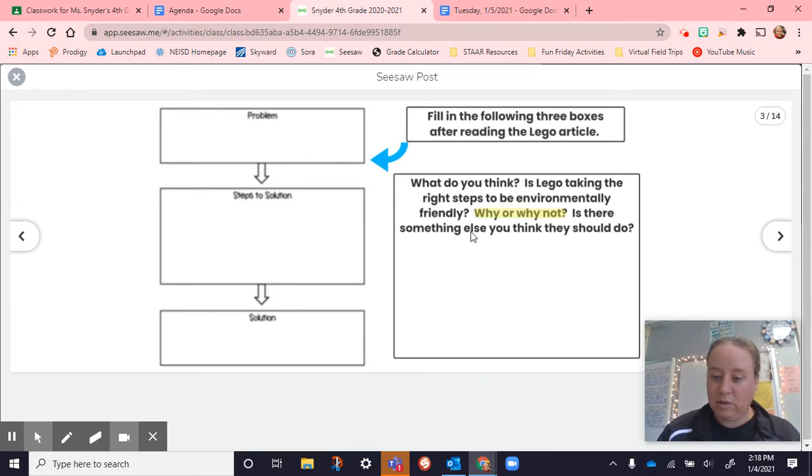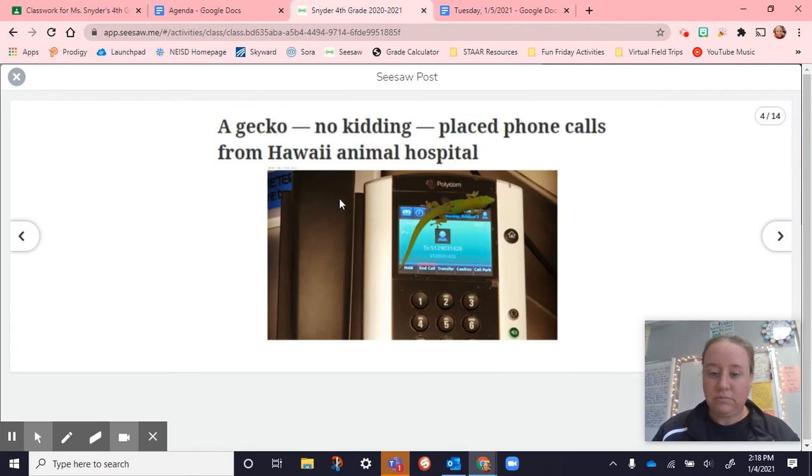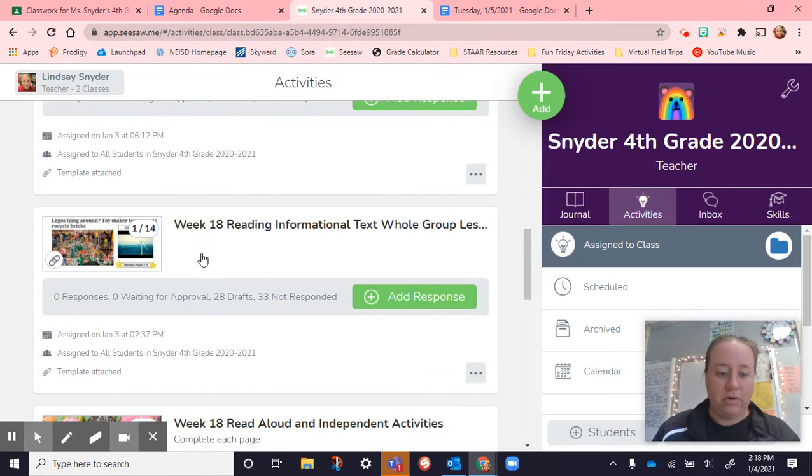And then make sure if you say yes, okay, well, why? If you say no, why not? And then is there something else that you think that they should be doing? So should they be doing more? Are they doing too much? Do you think they should completely scratch their whole game plan and come up with something new? What are your thoughts? So jot those down in this box here. And then this one will be for tomorrow.